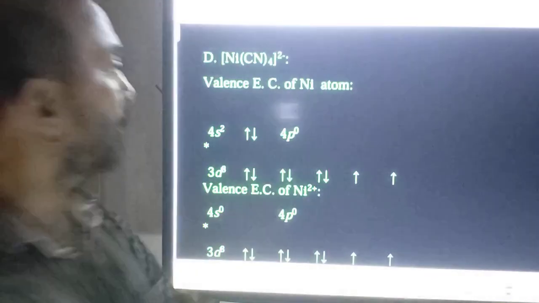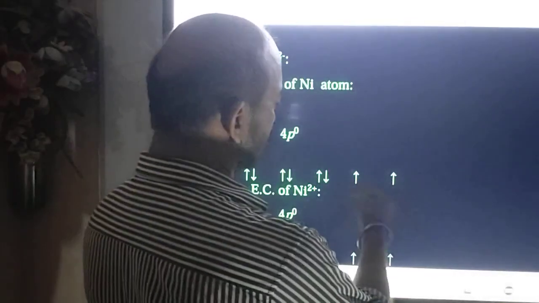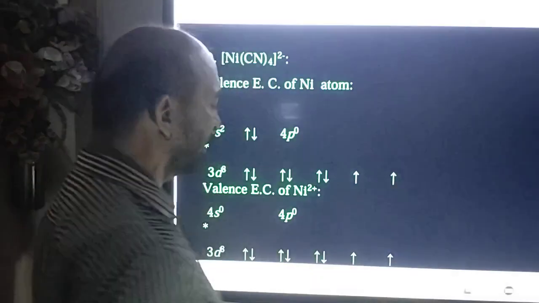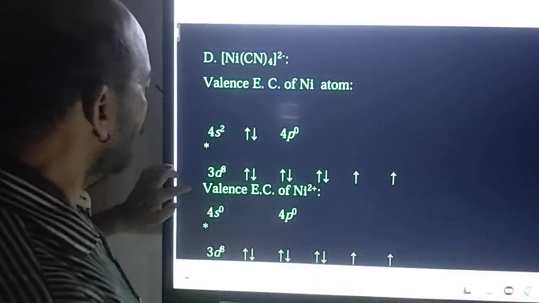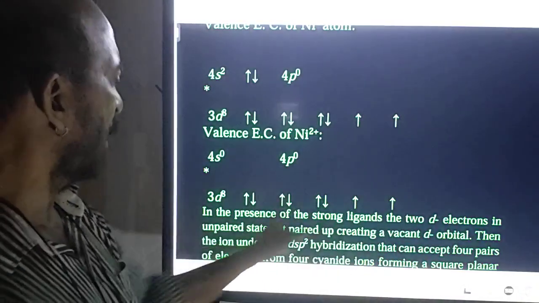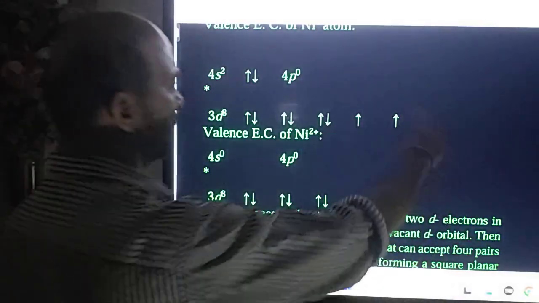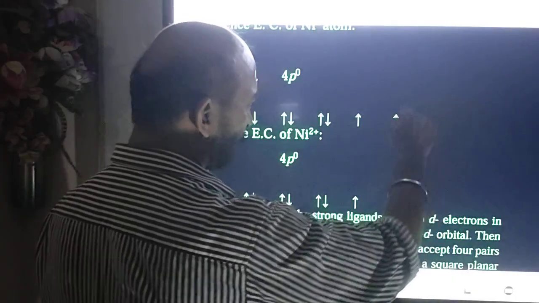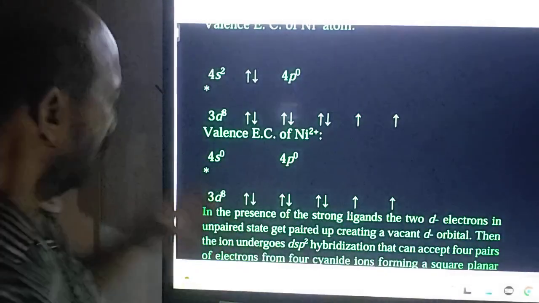So it can pair up these electrons. When it pairs up these electrons, one vacancy will be created, isn't it? One vacancy will be created here because these two get paired up. So one d orbital becomes available.